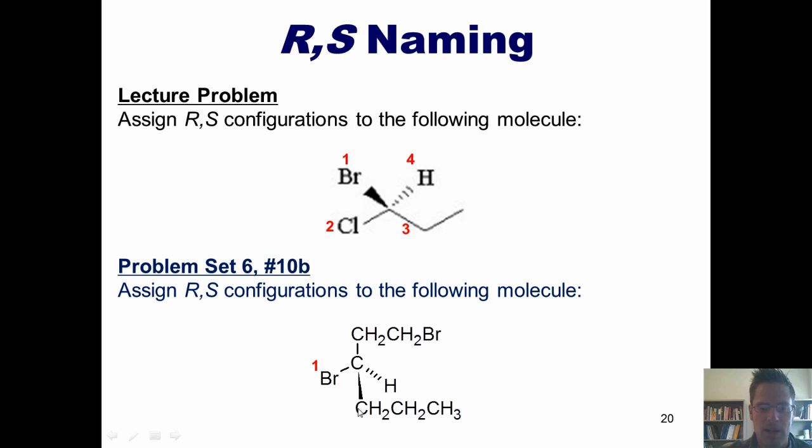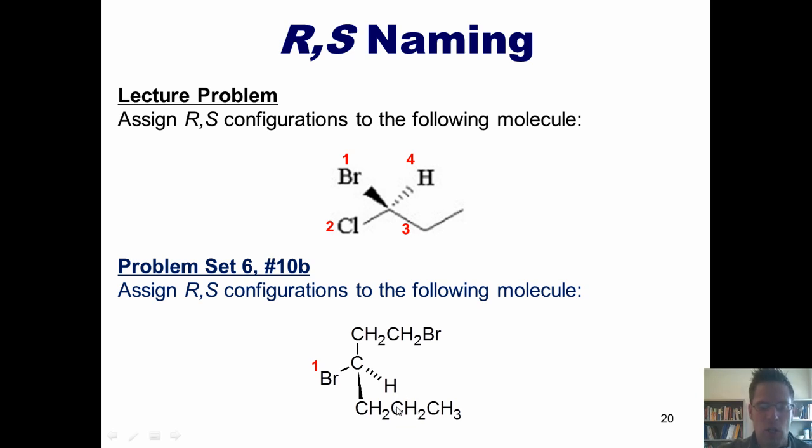This carbon is bonded to two hydrogens, which I'll just ignore, and it's bonded to another carbon. This carbon up top is also bonded to another carbon. Which atom has a higher atomic number and hence a higher priority? This carbon here or this carbon there? Of course, they once again tie. So I have to go out one more atom.